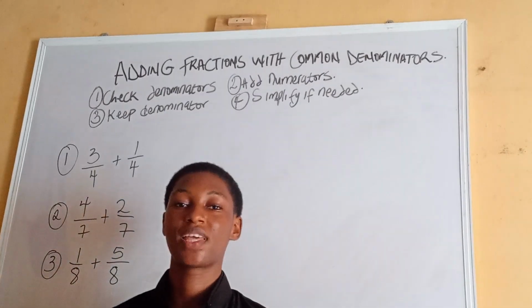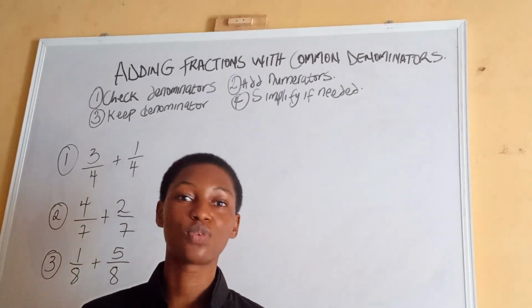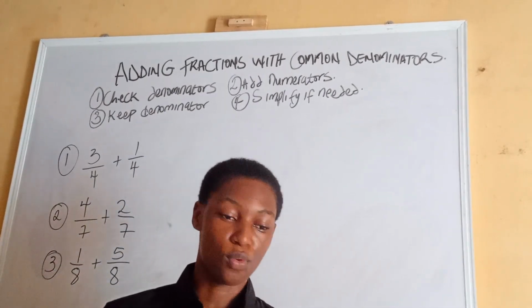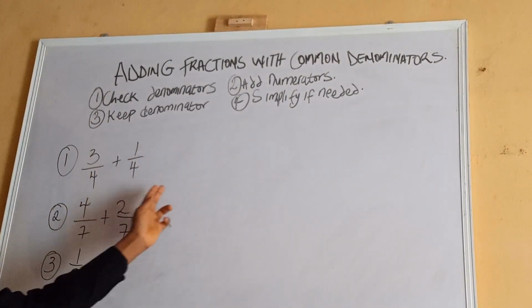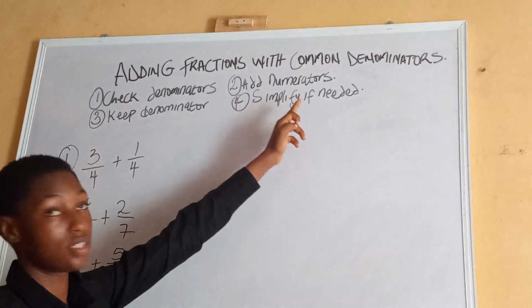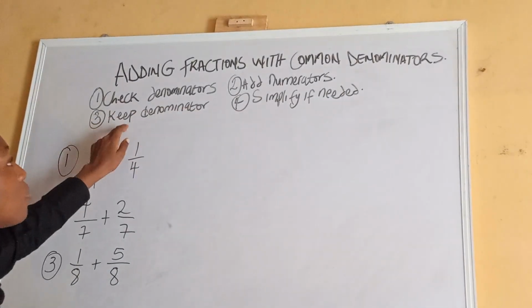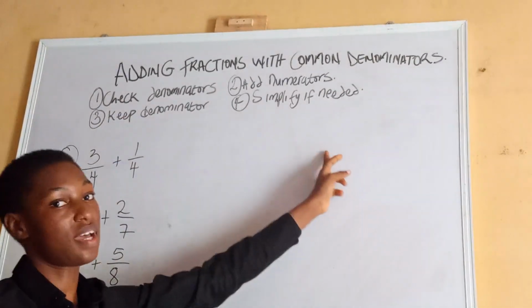Hello and welcome. In today's lesson, we are going to be talking about how to add fractions. Now, the first thing to do is to check your denominators. The next thing is going to be add the numerators. Then you keep the denominator and then you simplify if needed.